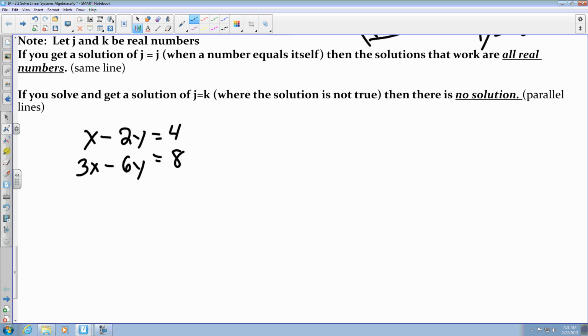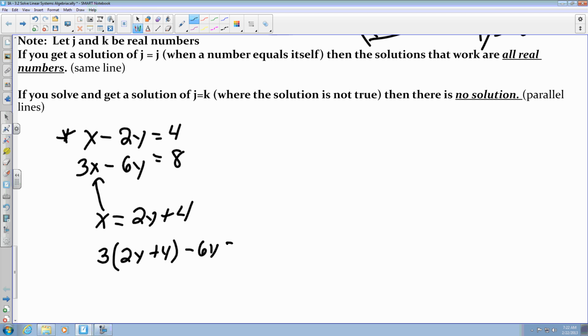So I'm going to solve for x for this equation. I'm going to go x equals, I'm going to add 2y to both sides. So I get x equals 2y plus 4. So I'm going to go back and put x into this equation. So now I have 3 times (2y plus 4), because that's x, minus 6y equals 8. So I'm going to distribute, so I get 6y plus 4 minus 6y equals 8.